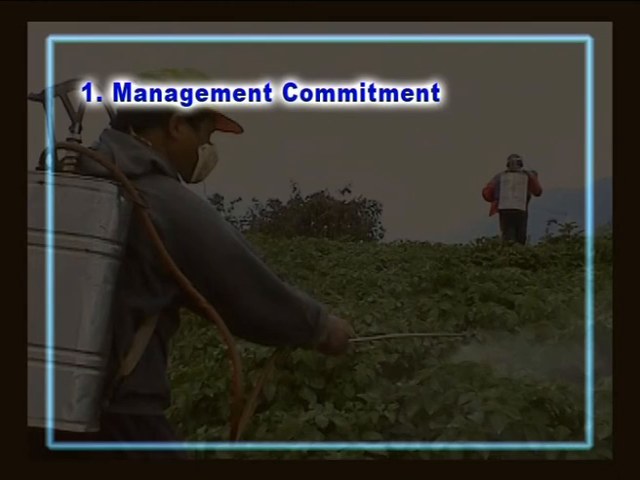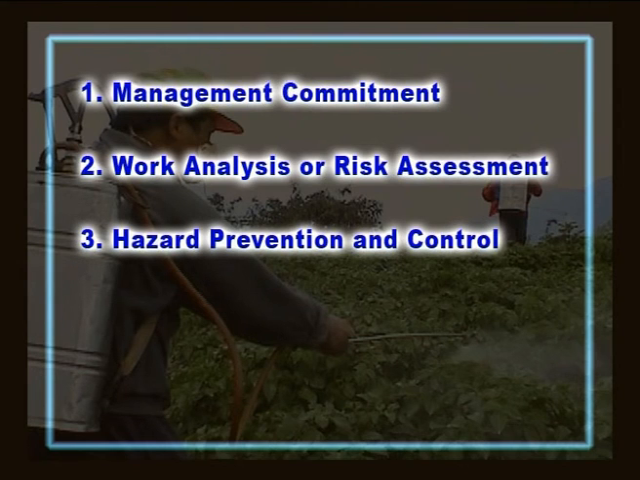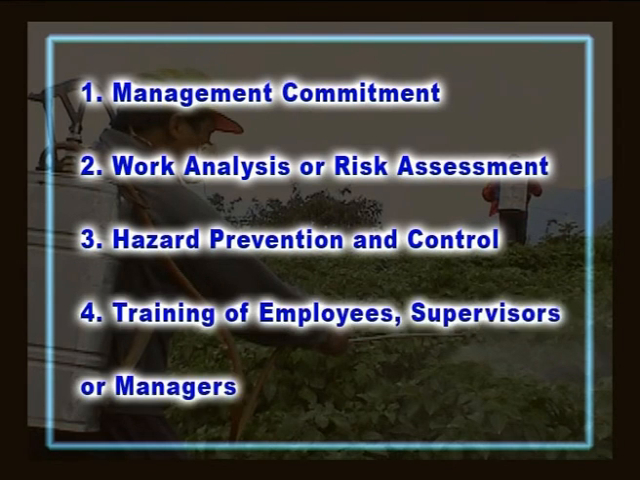There are 4 primary components of a risk management program. According to the US Department of Labor, they are management commitment, work analysis or risk assessment, hazard prevention and control, and last, training of employees, supervisors or managers.